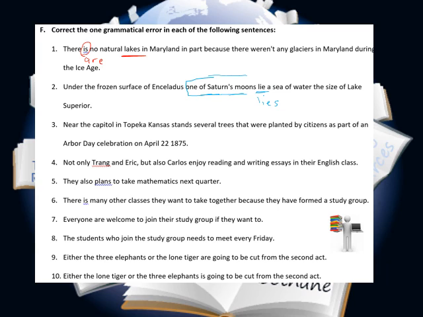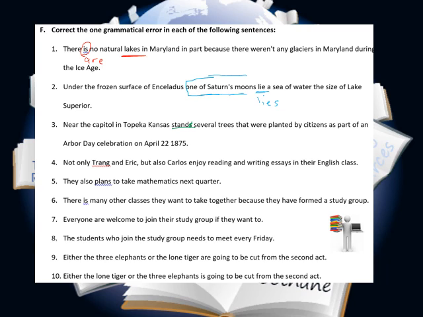Near the capital in Topeka, Kansas, stand several trees that were planted by citizens as part of an Arbor Day celebration on April 22, 1875. Okay, why do we use stand rather than stands? What are we talking about?